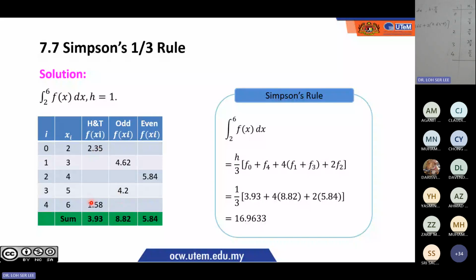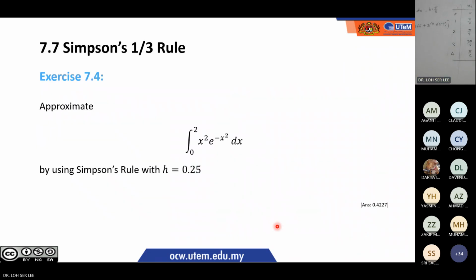So you sum up this, you sum up this, you sum up this. Then you put these 3 into the formula. Okay. Head and tails plus 4 times the sum from the odd column plus 2 times the sum from the even column. Okay, this is h/3. Okay, h is 1. Okay, then you will get the estimation. Okay. Now we look at this.